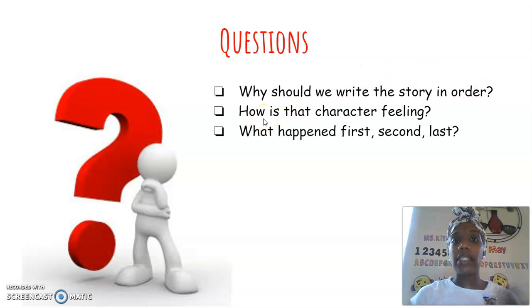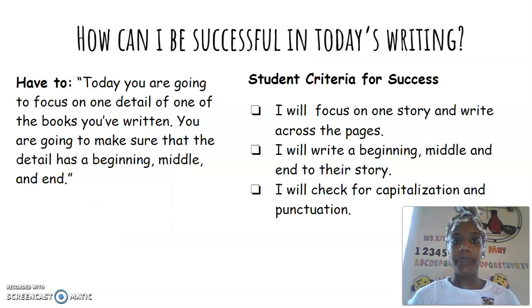You also want to express how the character is feeling. Was that character happy or sad? Just like in Riley's story, I could assume that she was happy because she went to Sonic and she drew a picture of Sonic, so that must have made her super excited. You also want to make sure you have it in sequence. What happened first, second, and last? That's still writing in order, so just keep that in mind. That's why I keep saying it. You have to make sure you're writing your story in order, using transition words such as first, second, and last.